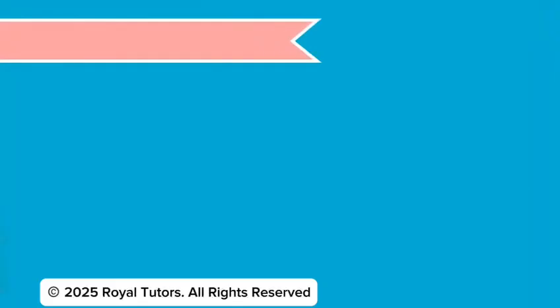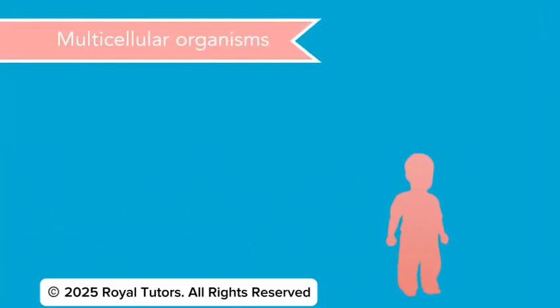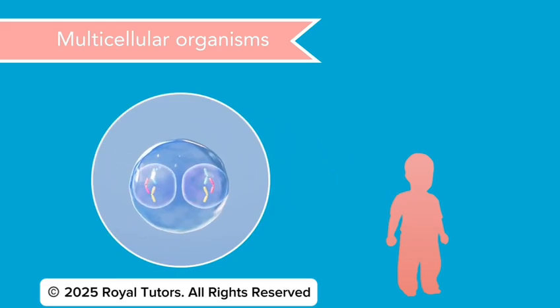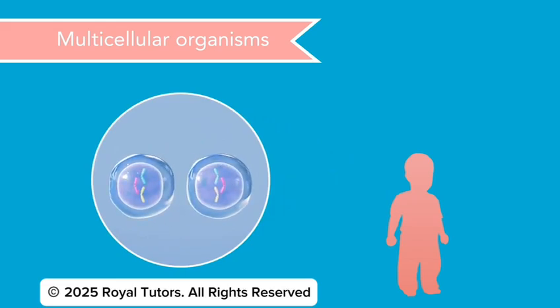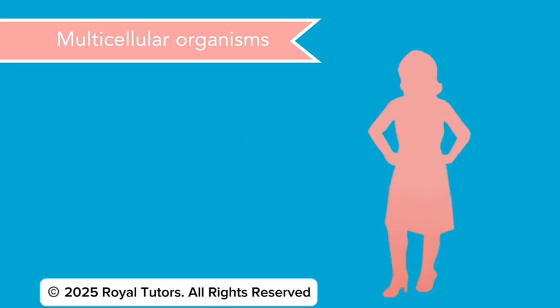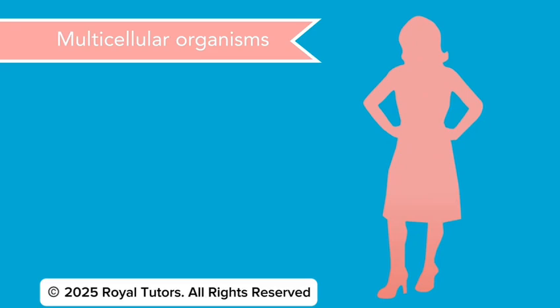Cells in multicellular organisms also reproduce by cell division, but the new daughter cells that are produced are not two separate organisms. Instead, these new cells are just part of the organism, allowing it to grow or sometimes replacing cells that are worn out or injured.